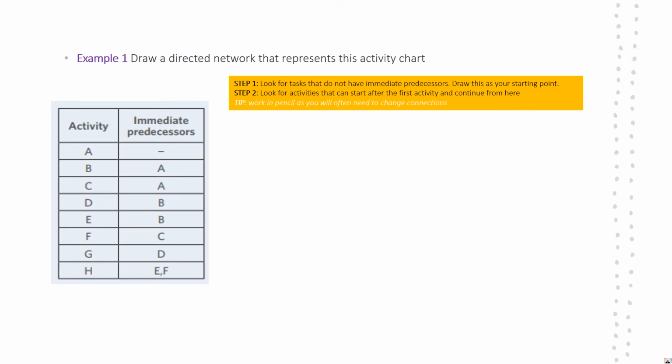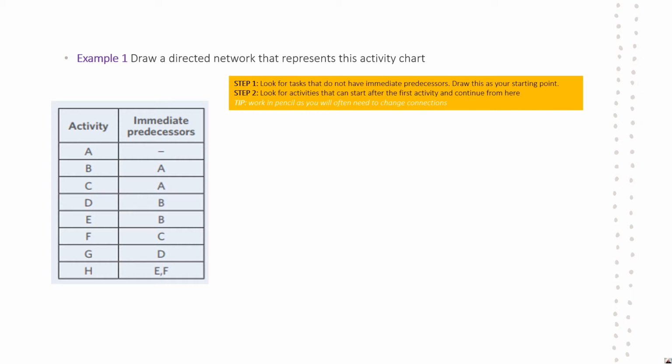All right, so here we're going to do a little practice of drawing a directed network that represents the activity chart on the left-hand side here. So step 1 is to look for tasks that do not have immediate predecessors. This is always our starting point. And then look for activities that can start after the first activities and continue from there. As a tip, always work in pencil because often you will need to change connections. All right, so let's start. Let's have a bit of a look.